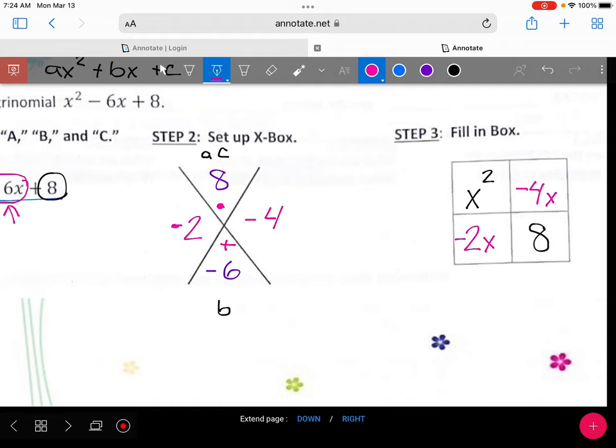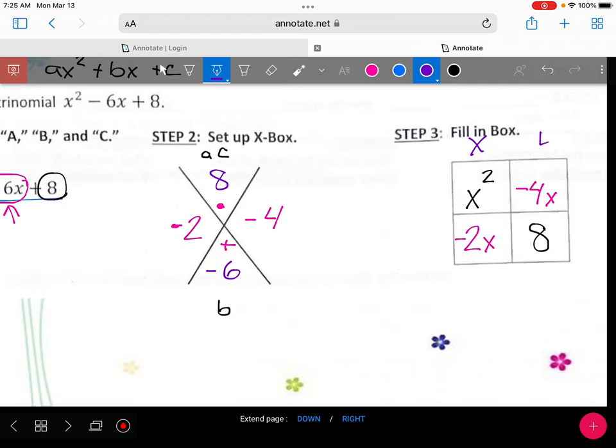So we're going to pull our factors in columns and rows. We're going to see what pieces these two share. So x squared and minus 2x, what do they have in common? X. Different color. Minus 4x and 8, what do they have in common? What am I going to pull from these two?